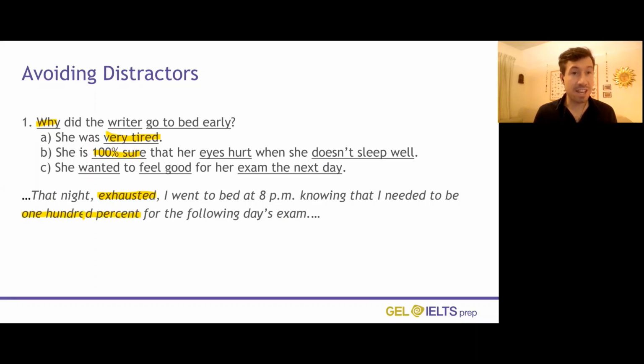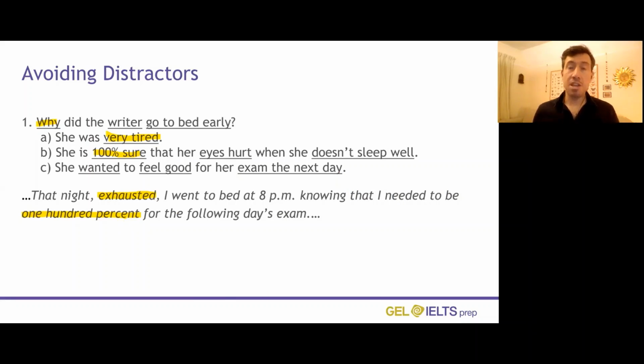So they look the same, but they have different meanings in these two sentences. In this one, she's 100% more. That means she definitely knows. However, in this one here, she said that I needed to be 100%.